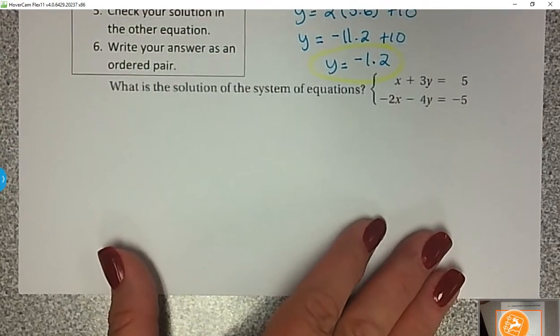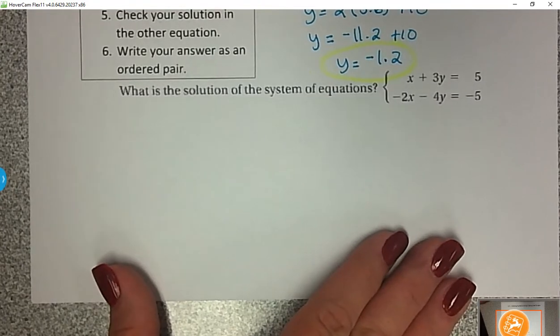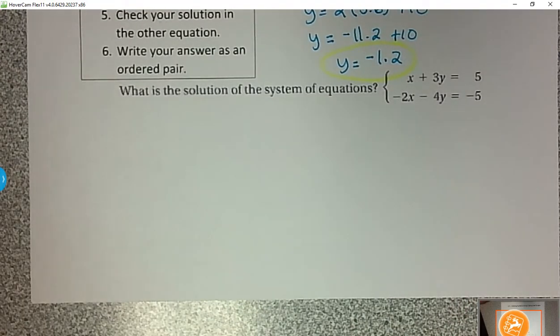So here's a system that I want you to solve. I'm going to go ahead and solve it here in just a second. I'll pause mine, and you may want to pause yours while you work it, and then I'll show you what I ended up with up here. And if you have questions, you can ask me about it next time.